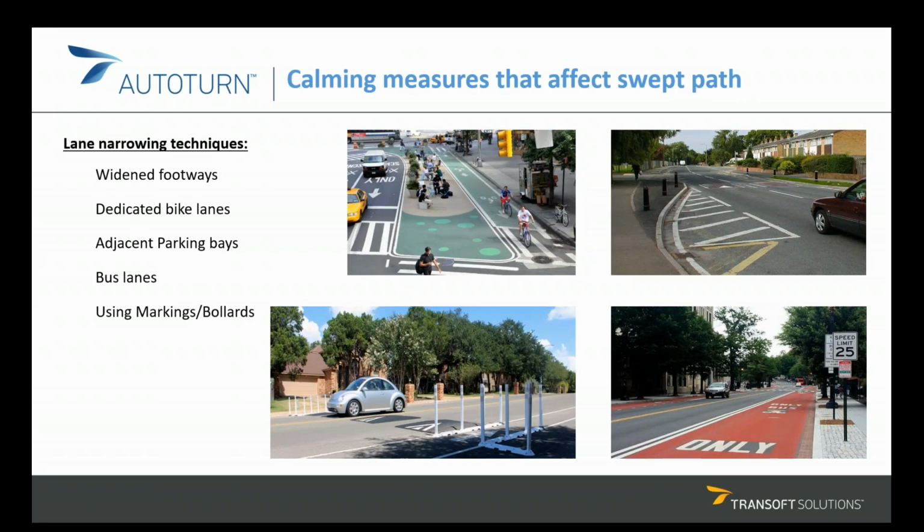So the lane narrowing techniques help slow down vehicles by reducing the space available for travel. The most common methods used are widened footways, dedicated bike lanes, adjacent parking bays, bus lanes, and use of markings and bollards.